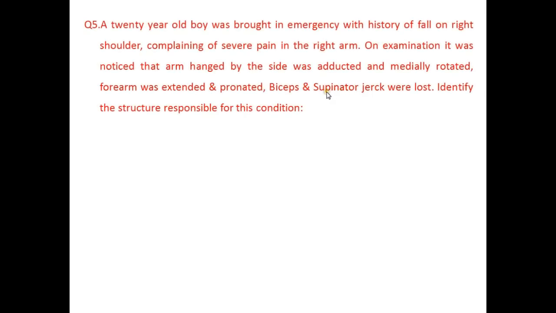If a question comes that a 20-year-old boy was brought to the emergency with a history of fall on the right shoulder, complaining of severe pain in the right arm. On examination, it was noticed that the arm hanging by the side was adducted and medially rotated. The forearm was extended and pronated. Biceps and supinator jerk were lost. Identify the structure responsible for this condition.